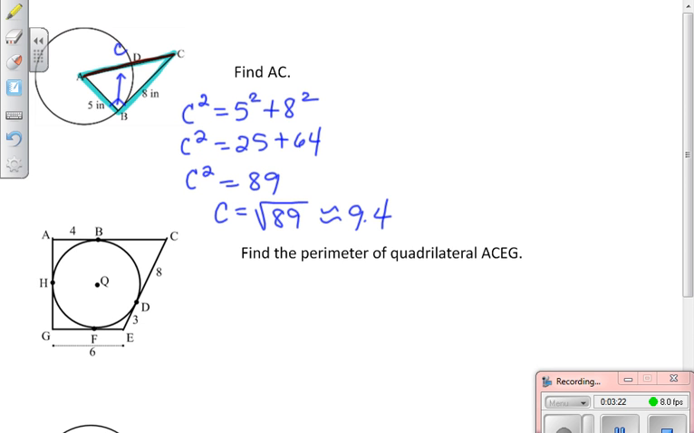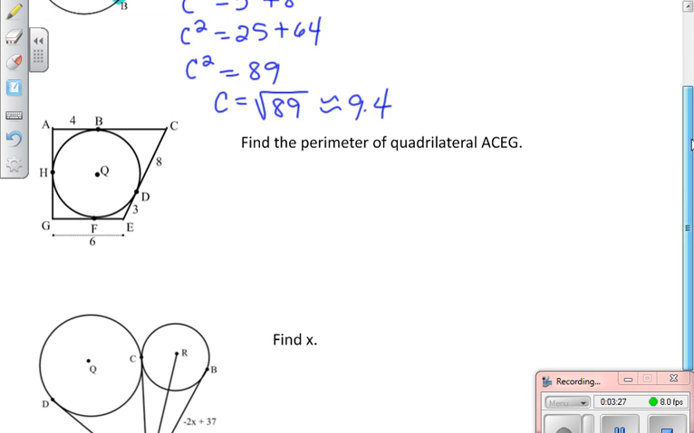If we go ahead and look at the next example, find the perimeter of the quadrilateral. This is the congruent tangents theorem in action. This tangent point to this point to this point are congruent, so this piece is 8. From this tangent point back here and here, those two are congruent, so this piece is 4.